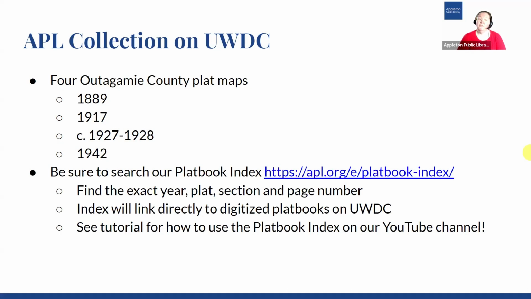Also on the site, you'll find 4 Outagamie County plat maps from 1889, 1917, circa 1927 to 1928, and 1942. Before you dive into the plat books, I also encourage you to look at our plat book index through the APL website, which you can find on the screen there. By using the index, you can find the exact year, plat, section, and page number where your ancestor would have owned land in Outagamie County.